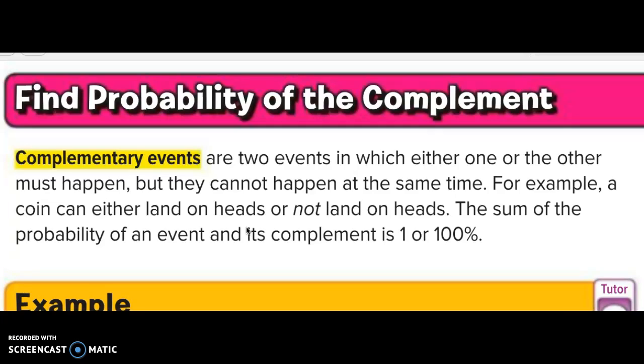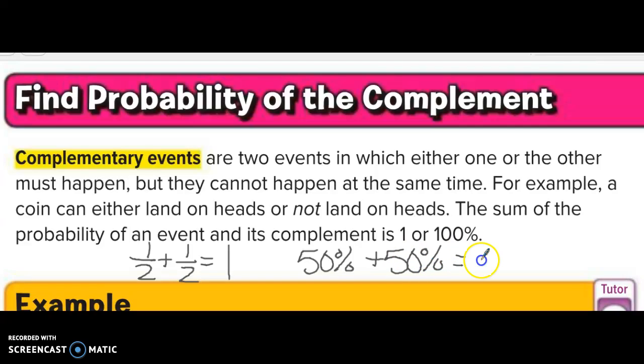The sum of the two probabilities is 1 or 100%. So the probability of me landing on heads is 1/2. The probability of me not landing on heads is 1/2. So if I add those two together, I get 1. Or if you talk about it in a percentage, it's a 50% chance that I land on heads, but it's also a 50% chance that I don't land on heads. So when I add them together, I get 100% probability. I either land on heads or I don't land on heads. So those are complementary events.